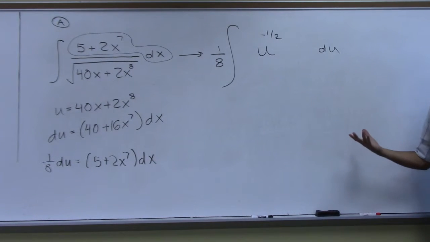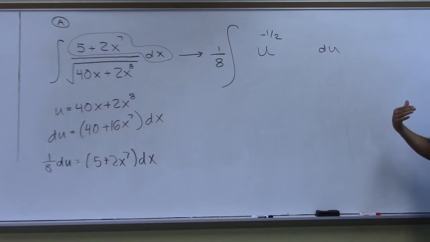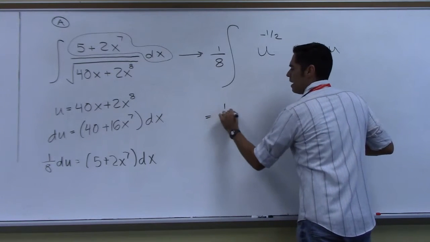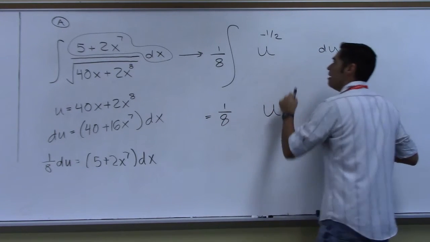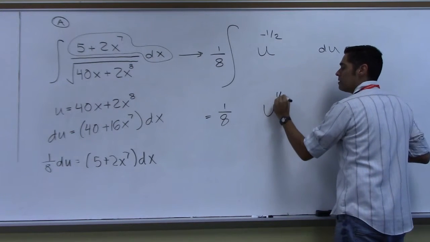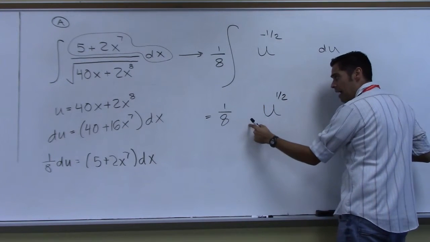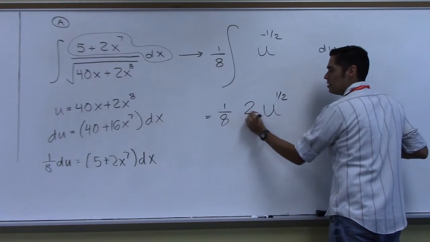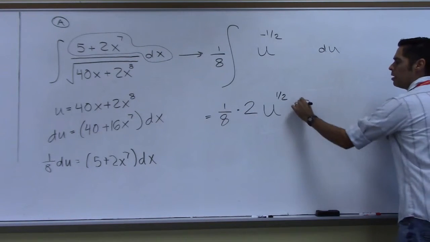Then you have to use the power rule on that to get the antiderivative. So the antiderivative is 1/8, and then u, going to add 1 to this power, so that gives me positive 1/2, and I put 1 over 1/2 here, which is the same as 2 plus c.